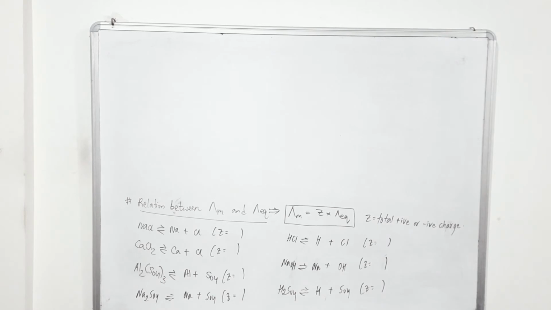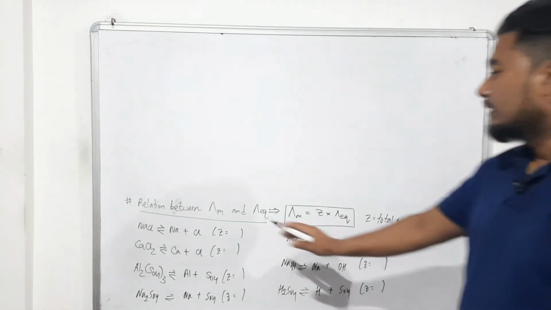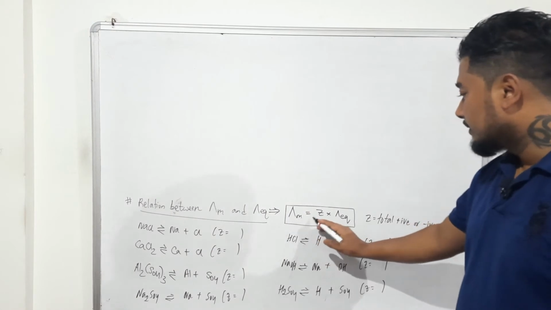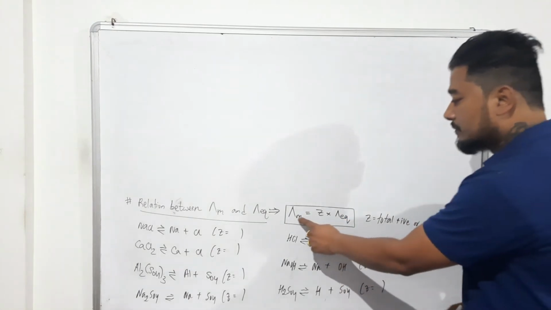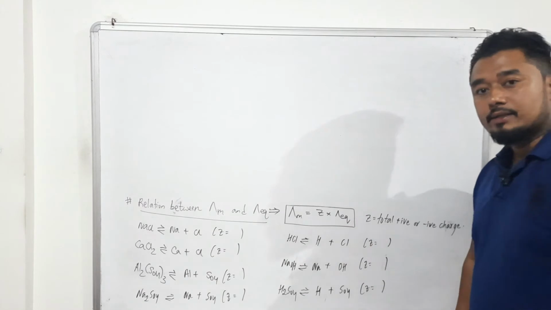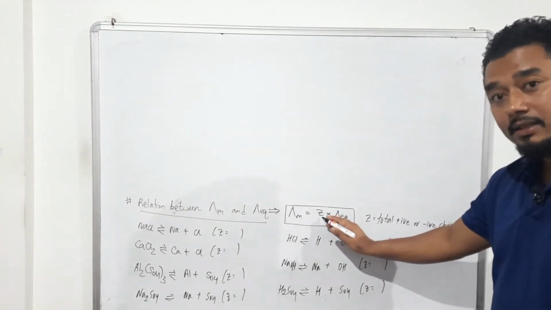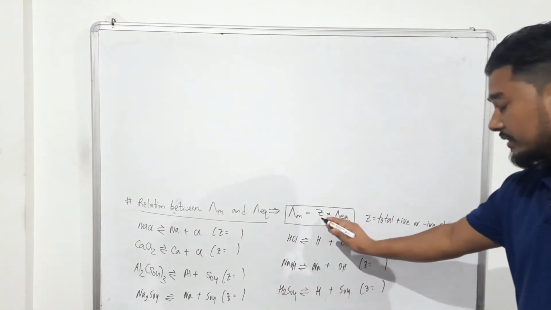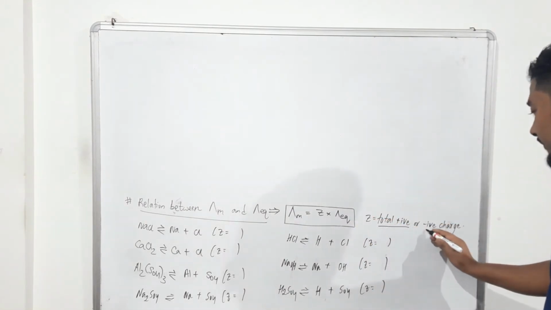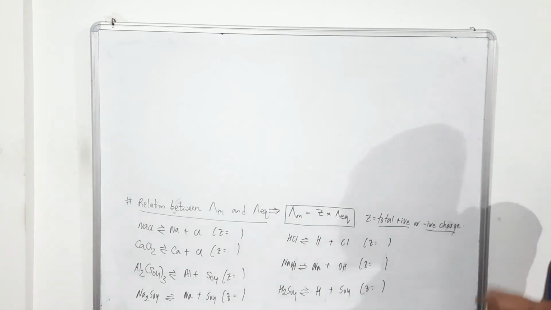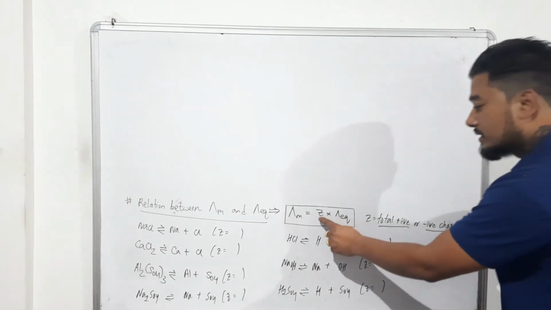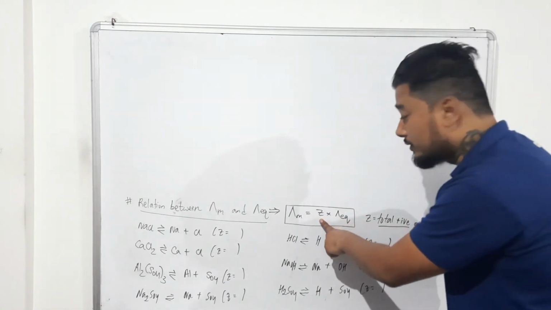To see this relation, what I have written here is: the relation between molar conductance and equivalent conductance is lambda m is equal to z into lambda eq. This is molar conductance, this is equivalent conductance. What is unique here is z. What does this z mean? Zebra? No. This z in this relation means total positive or negative charge. So the total positive or negative charge is referred to as z here, students.